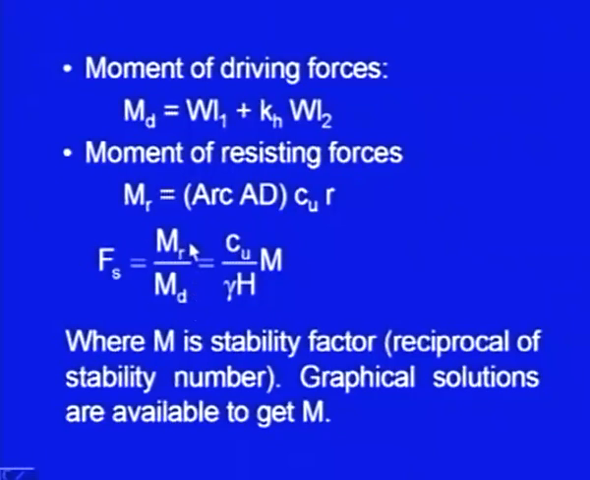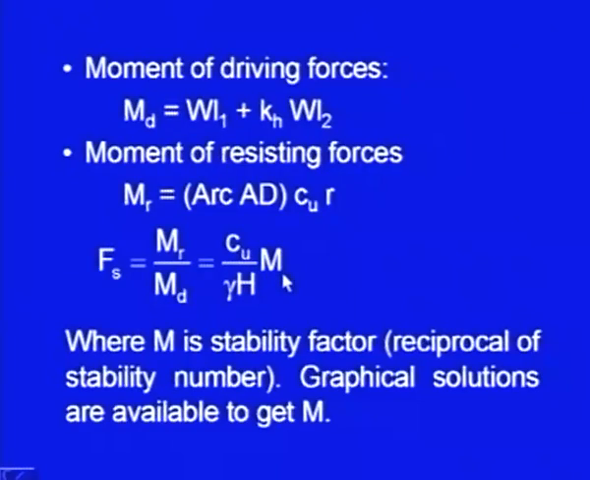we have to do this analysis analytically or graphically. Some standard graphical solutions are available, and in those solutions the factor of safety has been defined as Cu upon gamma h into m. This is the form in which the graphical solutions are available, where m is the stability factor. It is nothing but the reciprocal of the stability number. So, graphical solutions are available, and from those graphical charts you can find out m.